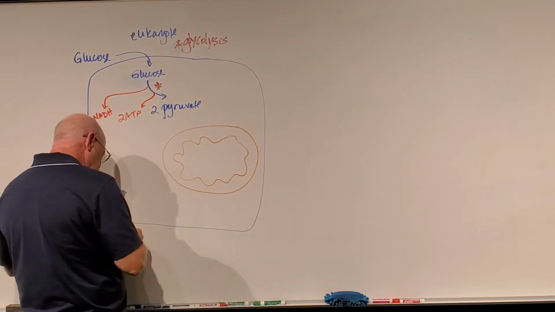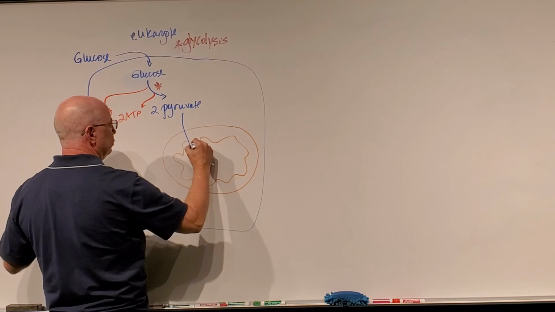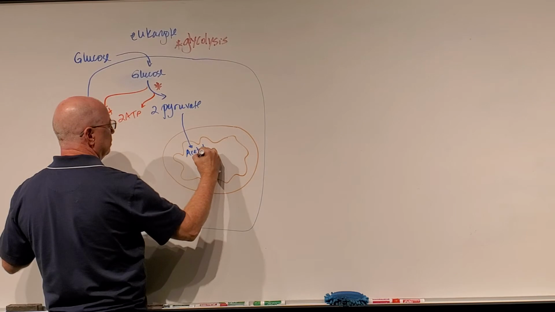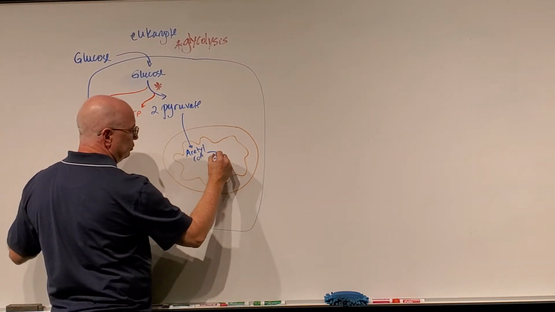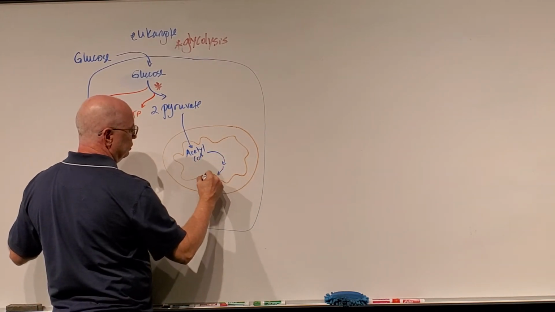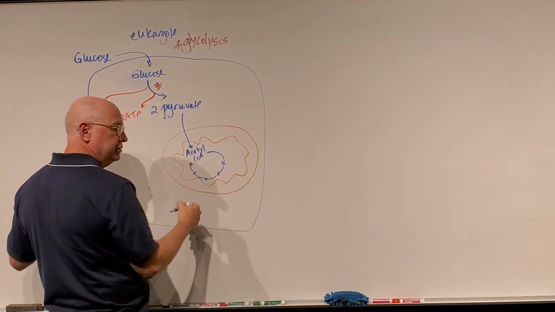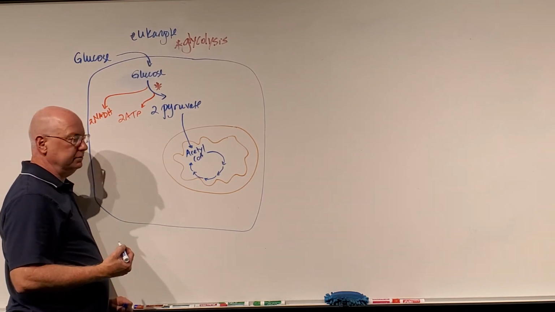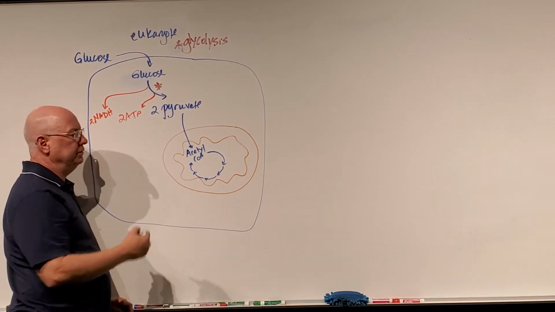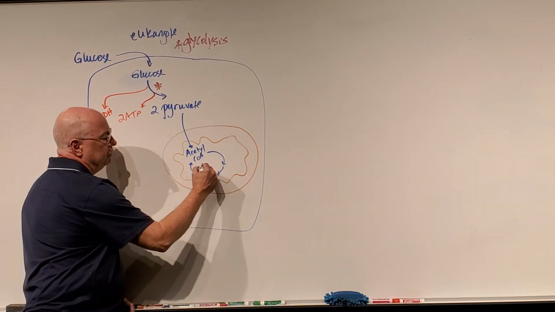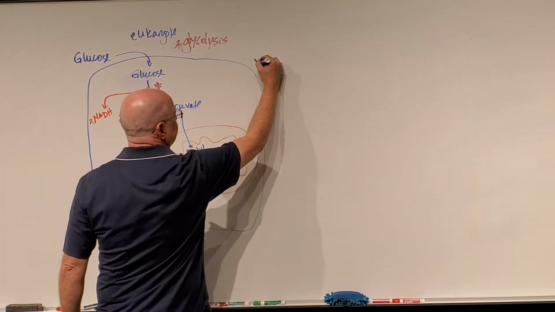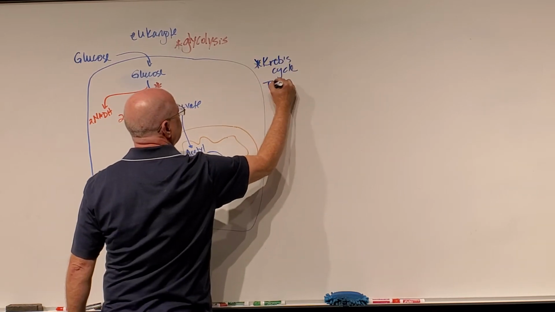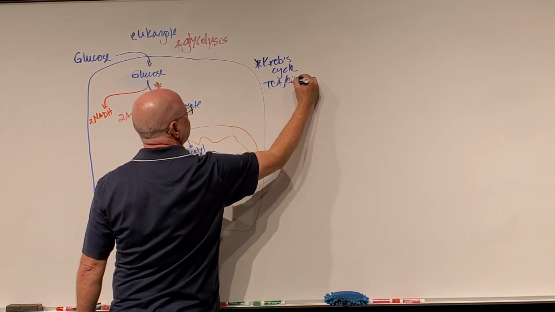As it enters the matrix of the mitochondrion, it's converted into another molecule called acetyl-CoA, or acetyl coenzyme A. It runs through a series of chemical reactions, a whole bunch of steps: citrate, isocitrate, malate, fumarate, alpha-ketoglutarate, oxaloacetate, I forget the order. But nonetheless, this is called the Krebs cycle, also called TCA, or citric acid cycle.